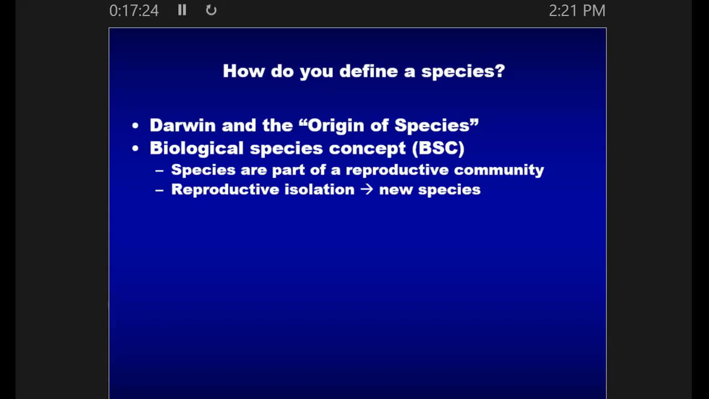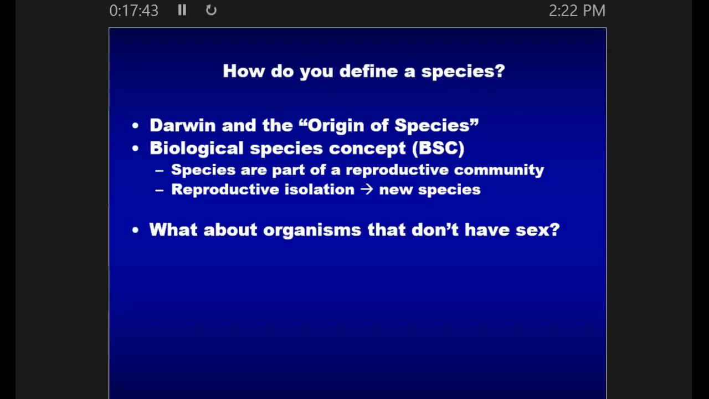So, Homo sapiens, we can produce viable offspring with other Homo sapiens. We're individuals within that species. But okay, that makes sense at the macro level. You can see this going on with sexual reproduction. But what do you do when there's organisms out there that really don't have sex? Then what do you do?